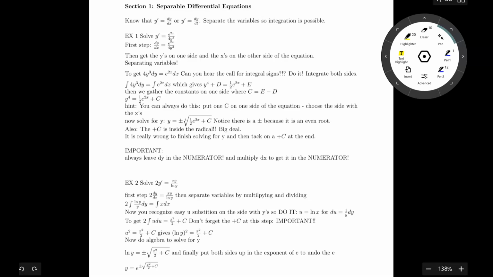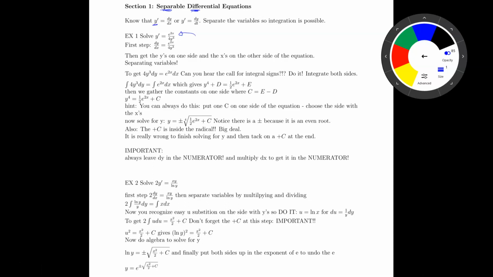Separable differential equations. What we're going to be doing is separating variables in a differential equation. In order to be a differential equation, it just has to have a derivative and an equal sign. So this right here is a differential equation. It has a derivative and an equal sign. What we're going to do is separate the variables so that we can integrate and solve.